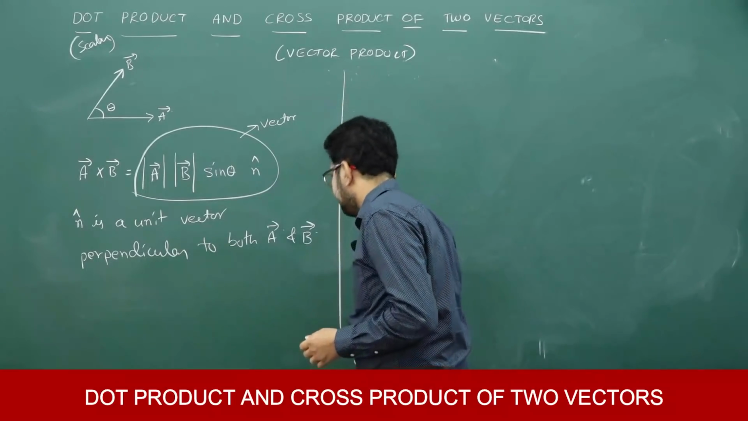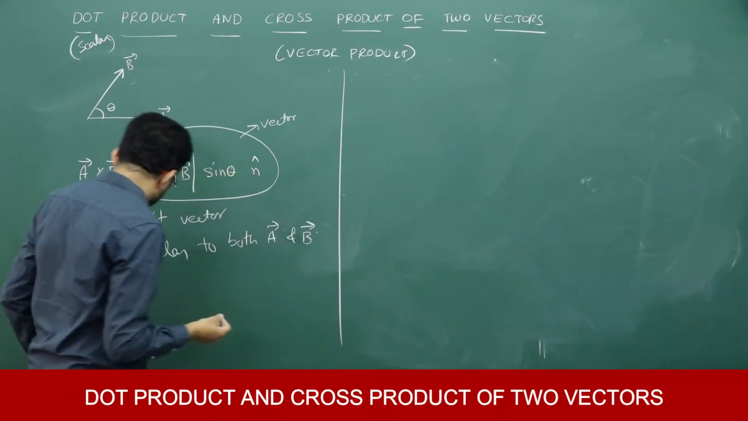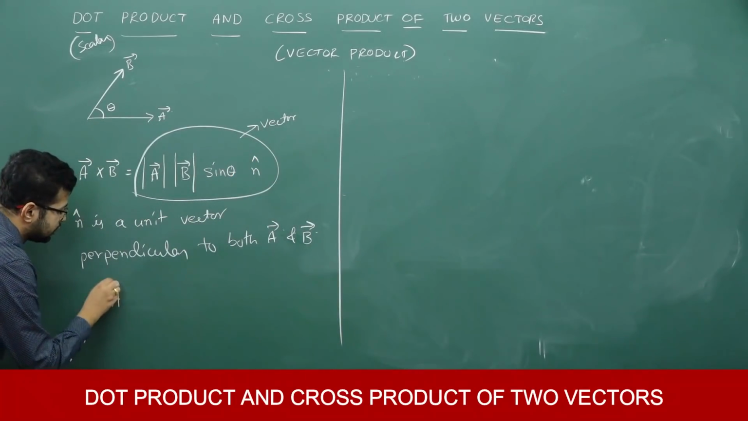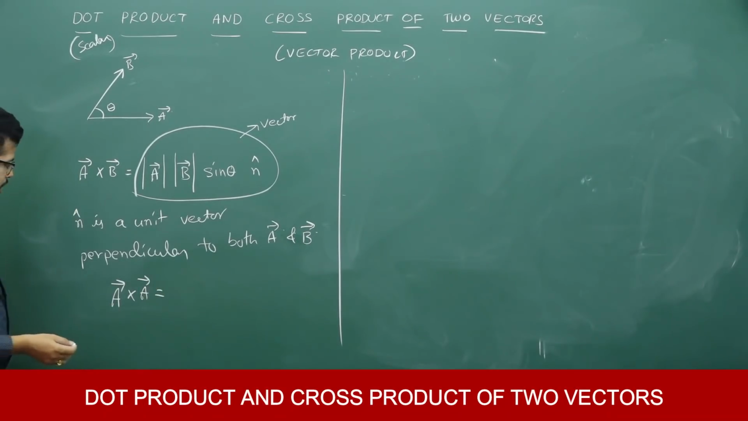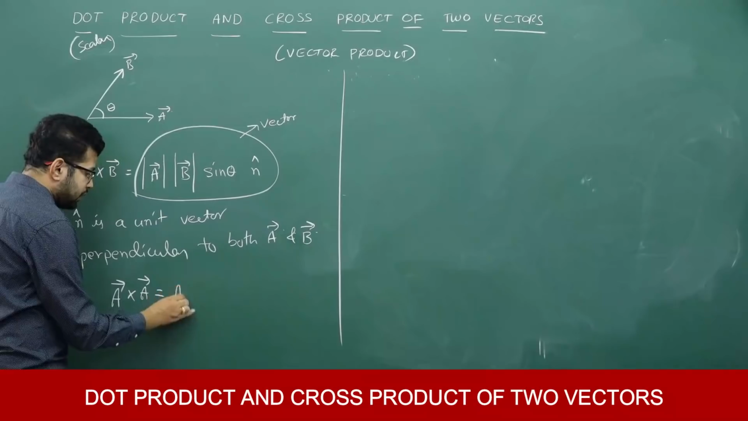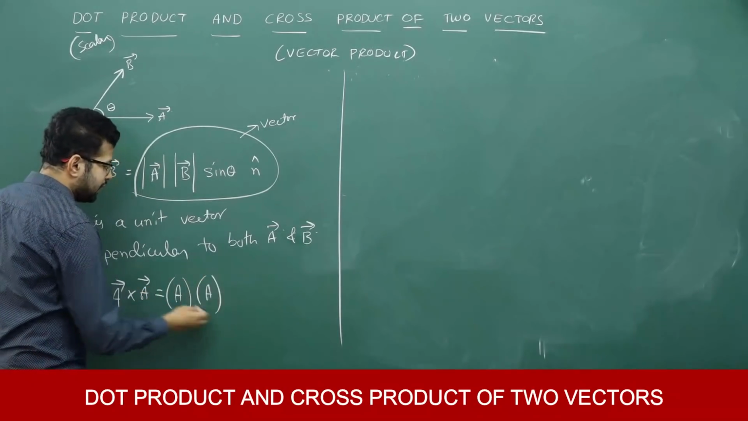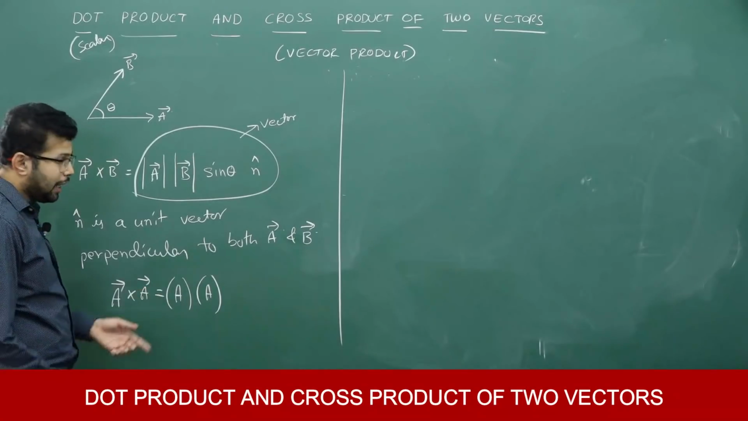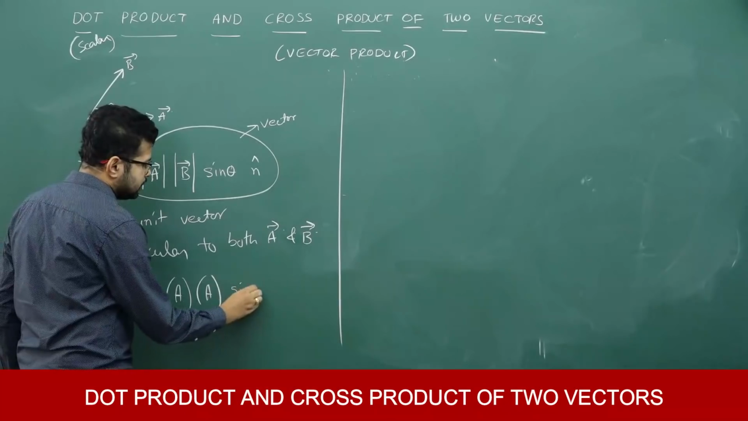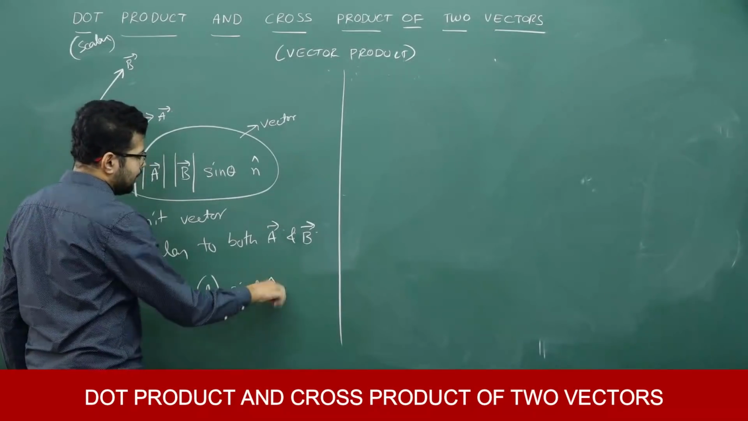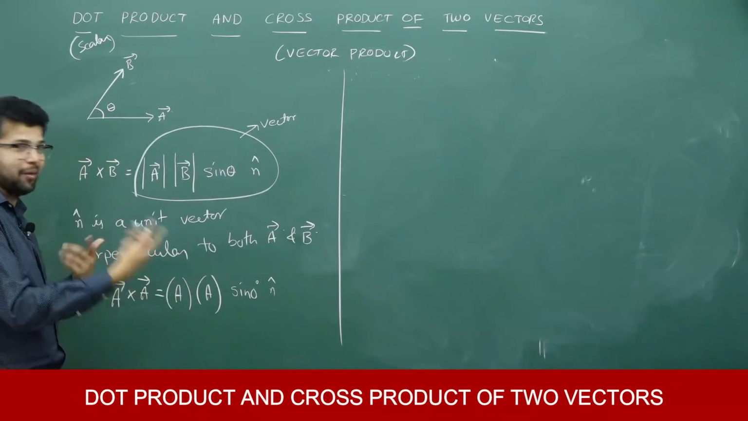Now, we will see. Say we have calculated A dot A. Similarly, like we calculate A cross A. What is A cross A? A cross A is equal to the magnitude of vector A, that is A, times the magnitude of vector A, that is A, times sine of the angle between A and A, 0, so sin 0 degree, times n cap. What is n cap? N cap is a unit vector perpendicular to both A and A.